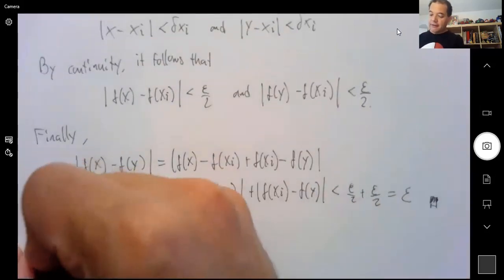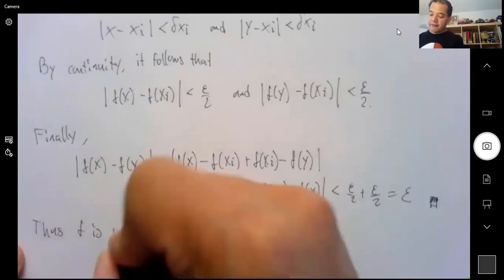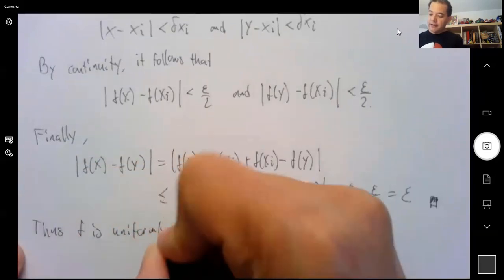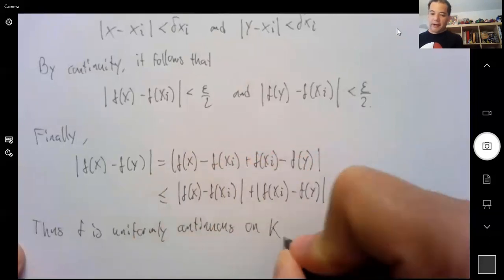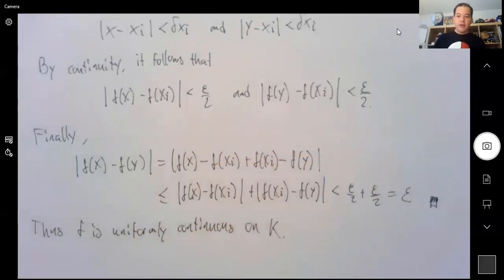Reinforce that, because f is uniformly continuous on K. All right? Questions?